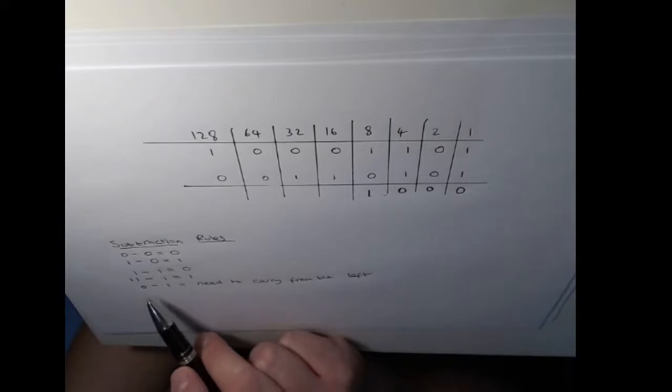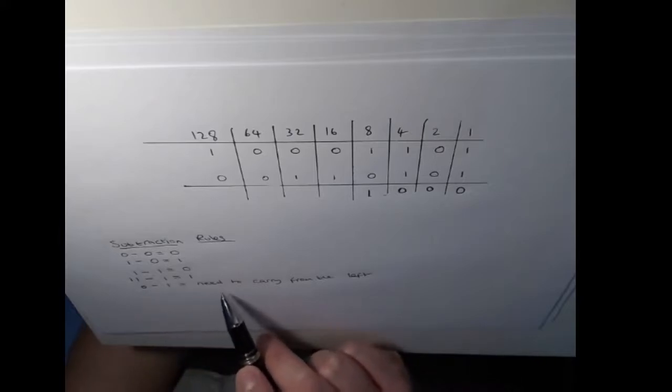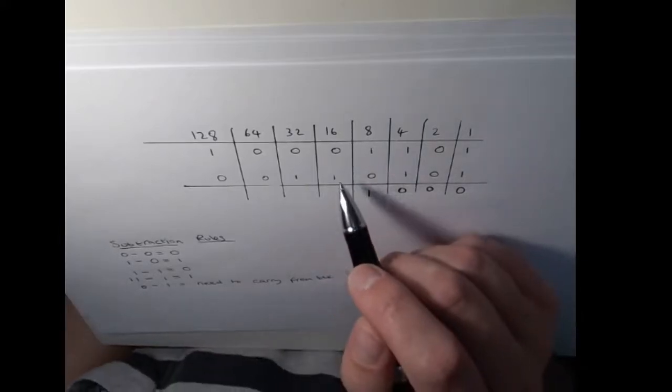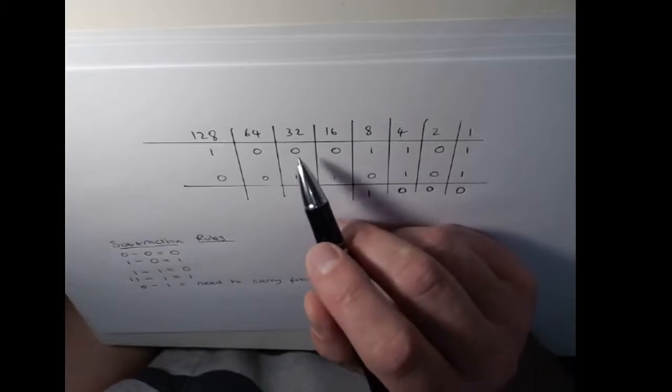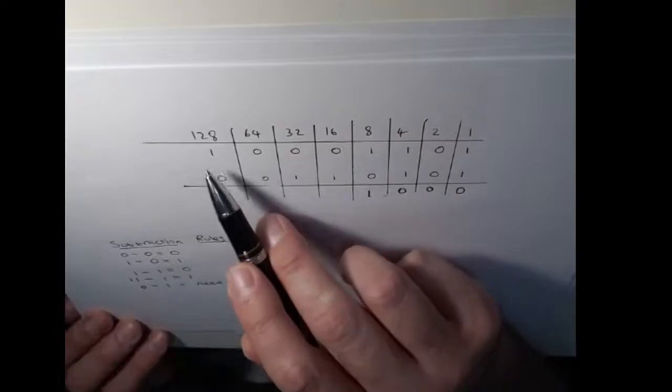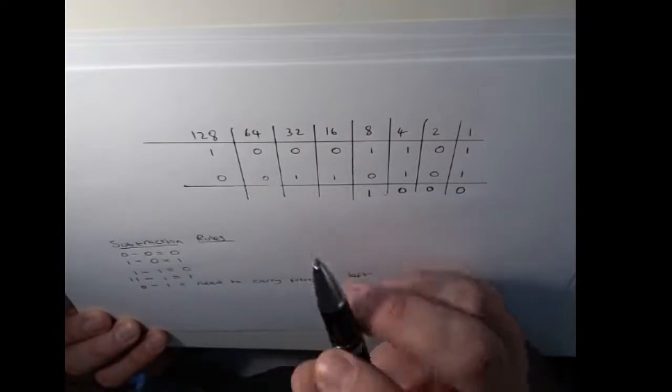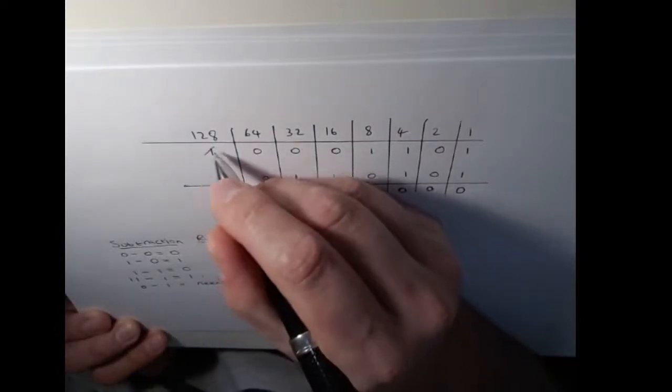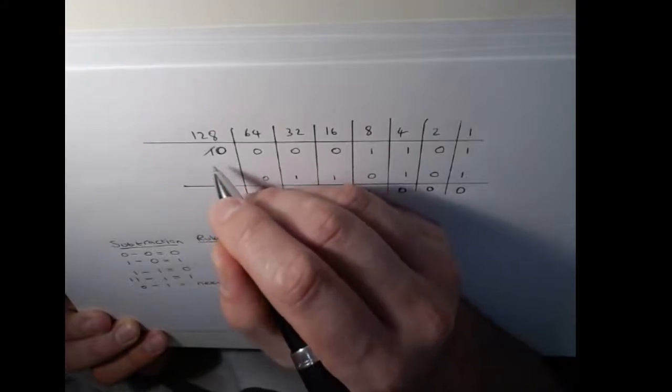So if we go down to our rules, 0 minus 1, we need to carry from the left. Now, we can't get it from this column. We can't get it from this column, so we're going to have to take it from this column and carry the number over. So what I'm going to do is make this 0, and take this value over to this column.